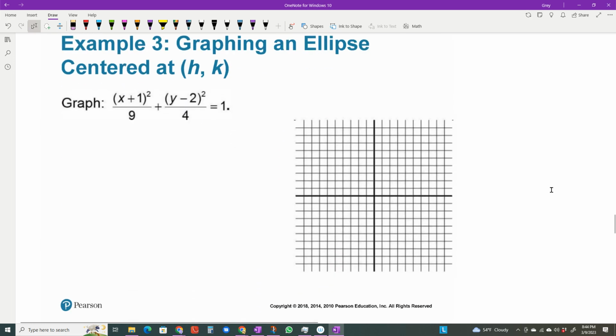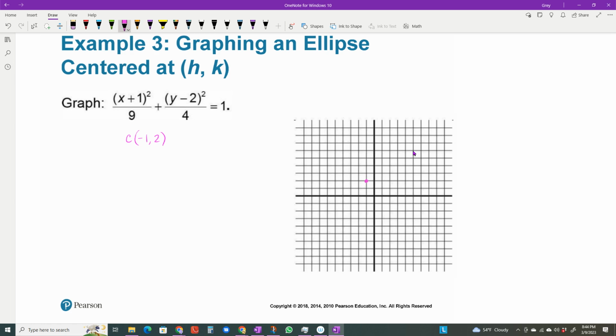So I'm going to do this one real quick. Graphing an ellipse centered at (h, k). So (x plus 1) quantity squared over 9 plus (y minus 2) quantity squared over 4 equals 1. Okay, it's always the opposite of what it looks like in the parentheses because it was x minus h and y minus k. So my center is going to be (negative 1, 2). So I'm going to go left 1, up 2.